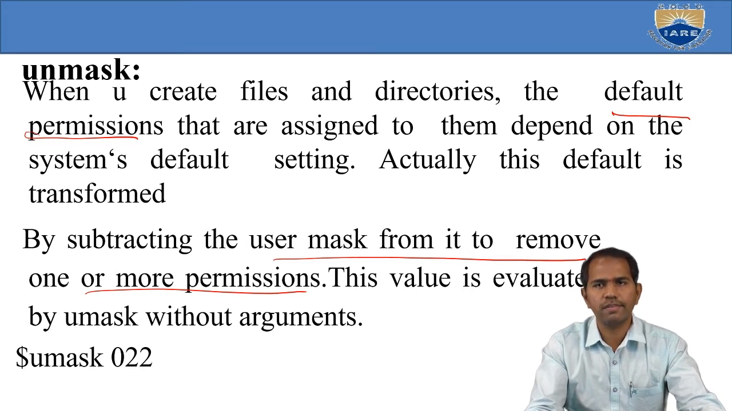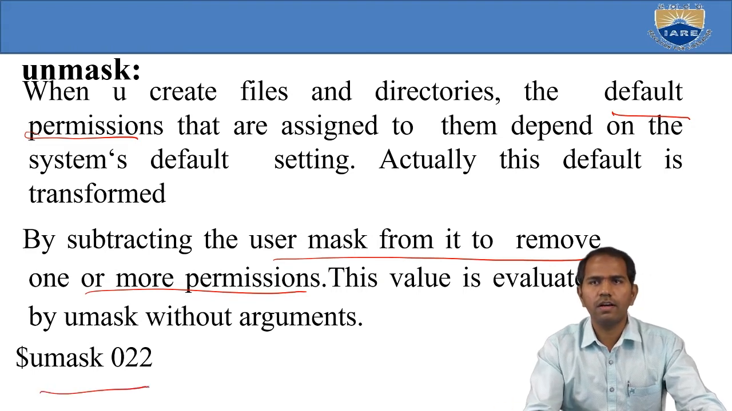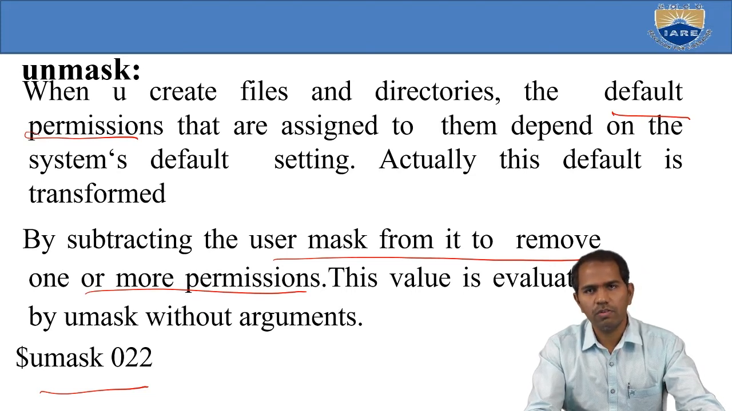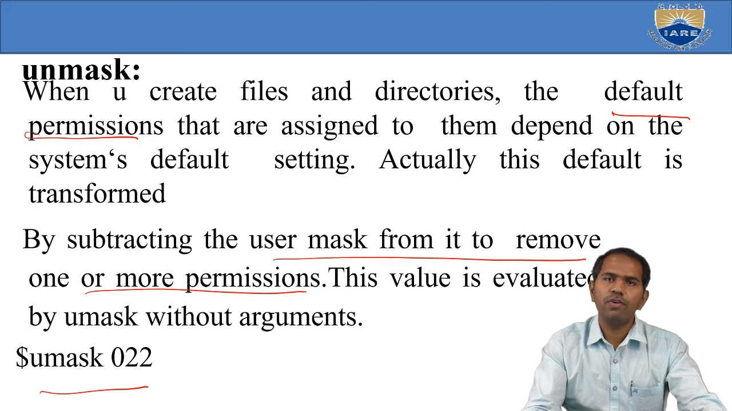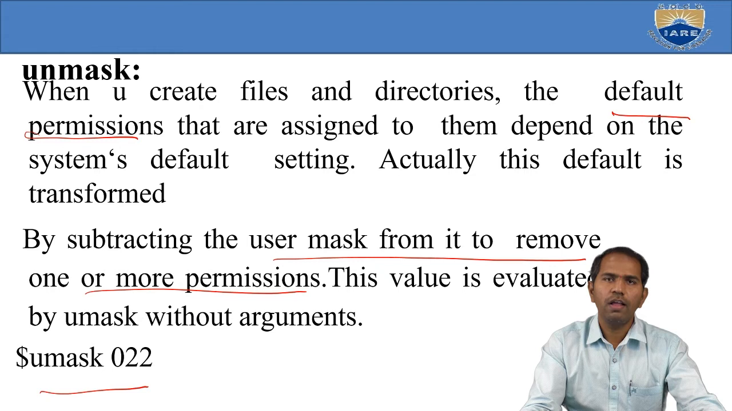Just use umask, for example umask 022. Umask without an argument shows the current mask. Umask 022 removes some permissions. By default, files have some permissions assigned, and if I want to remove certain permissions, I use the umask command, which removes them.